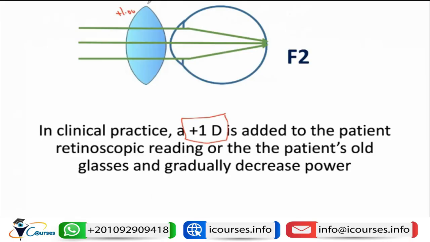By putting this +1 in front of the patient's eye, either over his retinoscopic reading or over his glasses, we then gradually decrease the power until the patient sees the best vision that he can see. So we don't start from far away. We don't start from +10 or +5 or +4. We just put a fogging of just +1 over his previous correction.